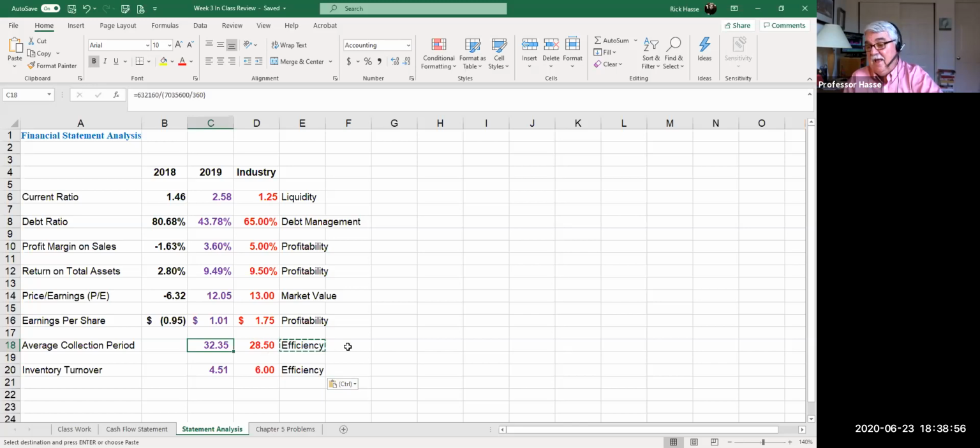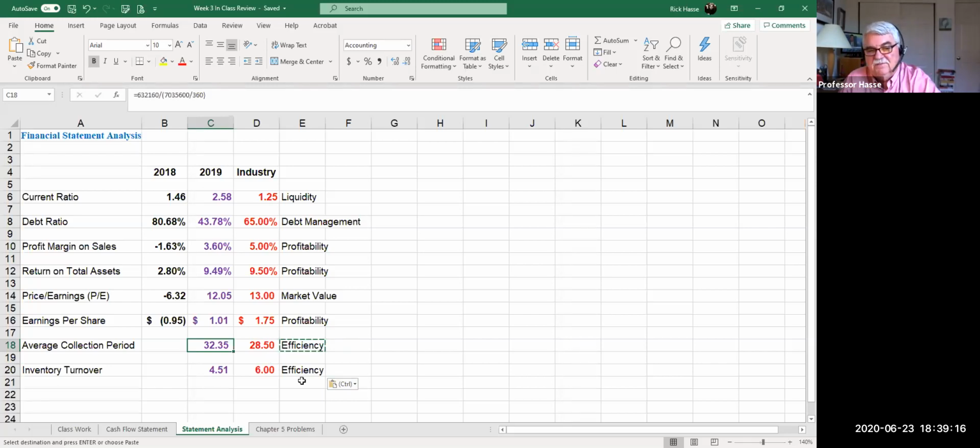Most companies have on their invoices, and you guys know this, 30 days to collect my money. They're running a little bit longer, a little bit over 32 days. And that gives you an indicator of efficiency. Maybe they need to work on their collections a little bit.